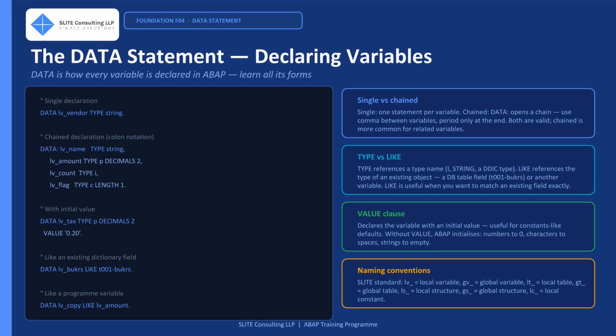Type references a built-in type or DDIC type by name. Like references the type of an existing object, a database table field like T001 BUKRS, or another variable. Like is useful when you want to guarantee that your variable has exactly the same type as a specific database field. If that field type ever changes, your variable's type changes automatically.